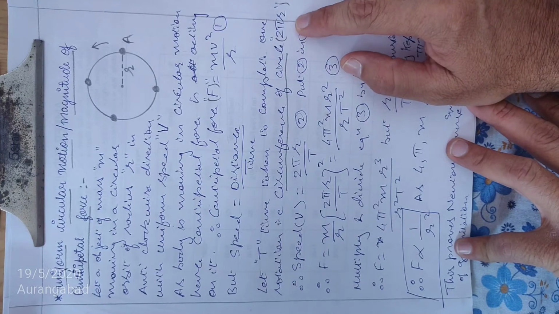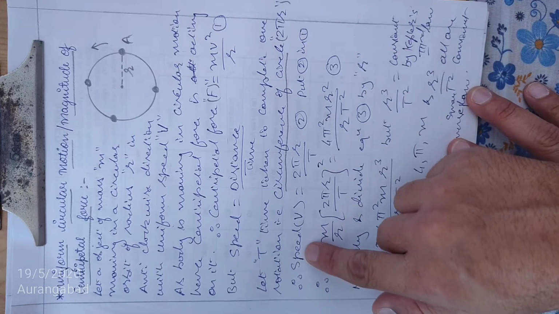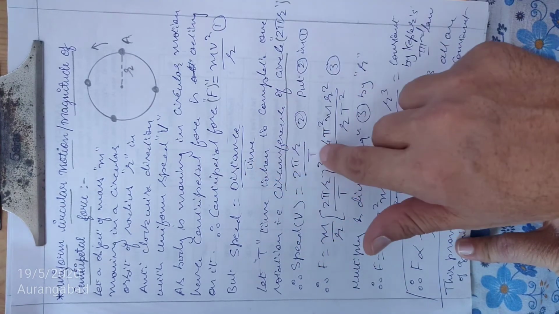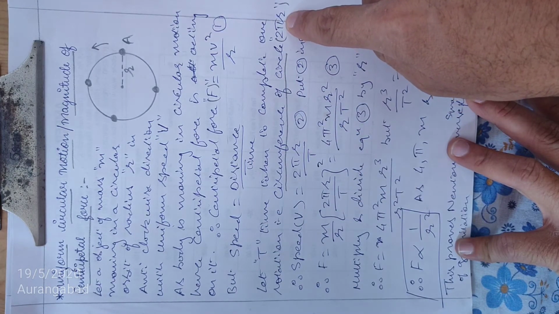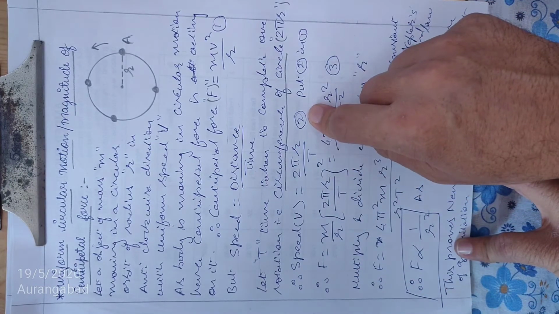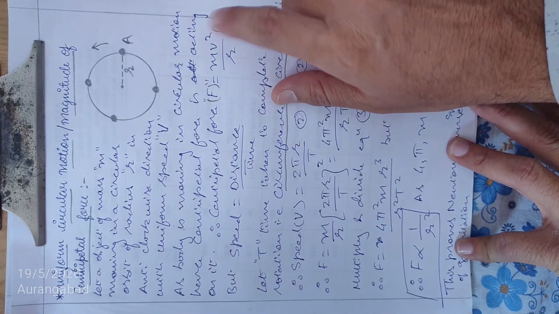But here we are not going to take d as a diameter, we are going to take r as a radius. So we will say speed is equal to distance 2 pi r upon time capital T, because this time is required to complete this much distance, 2 pi r upon T. Hence speed is equal to 2 pi r upon T. This is equation 2. Put 2 in 1. So put the value of v in equation 1.